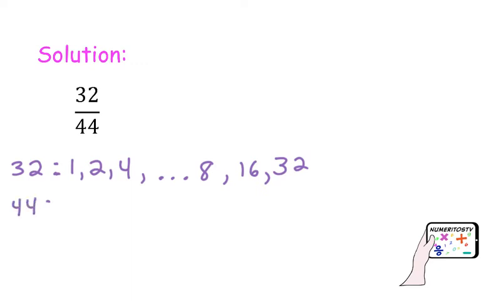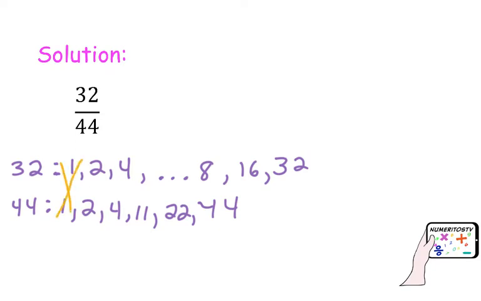What about 44? So we have 1 and 44 for sure. It's an even number, so 2 and 22. 44 is not a multiple of 3. 4 is, 4 times 11. 5, I don't think 5 is a factor. 6, no, 44 is not divisible by 6. 7, 8 will not be a factor either. So I think we're done. I think that these will be all the factors of 44. So remember, 1 is useless. You can cross out 1.